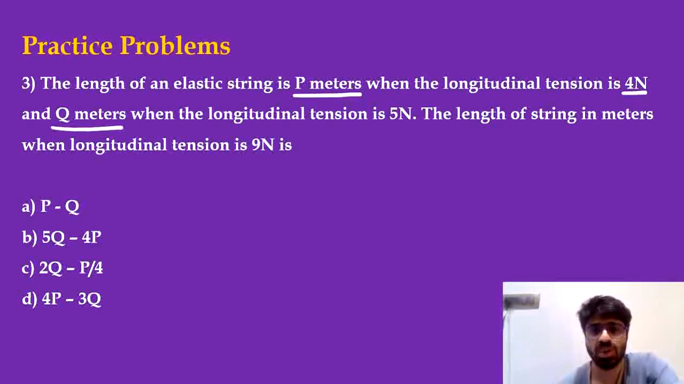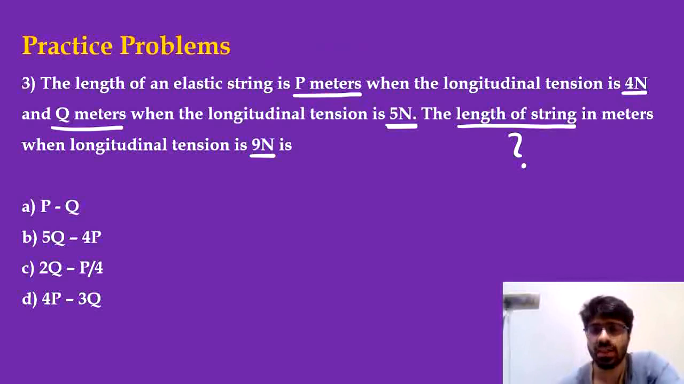The total length was Q meters when the tension was 5 Newton. You need the length of the string, that's what you require in this question, in meters when the longitudinal tension, that is the force in the wire, will be 9 Newtons. So here, the total length has been given. We don't know what is the elongation or what is the original length.